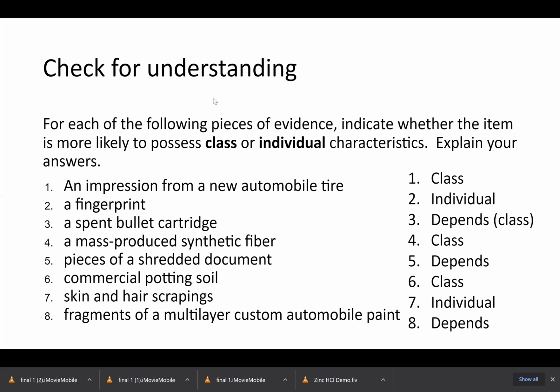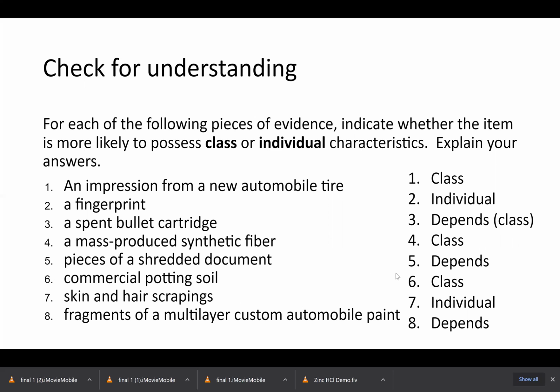So here's what I wrote. Impression from a new automobile tire, that would definitely be class because it wouldn't have any individual gouges or defects that would allow you to do an individual. A fingerprint, individual. Spent bullet cartridge, I say it depends. If it's well enough preserved and there are some specific defects on it, it could be individual. Otherwise, it might just be class. Mass produced synthetic fiber is definitely just class.